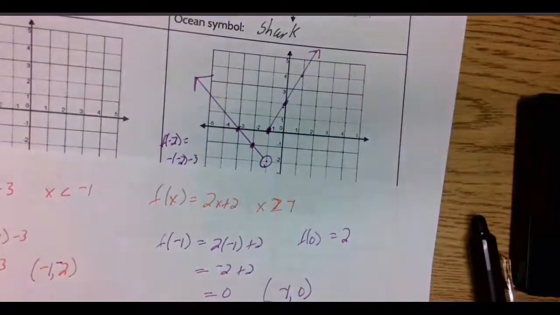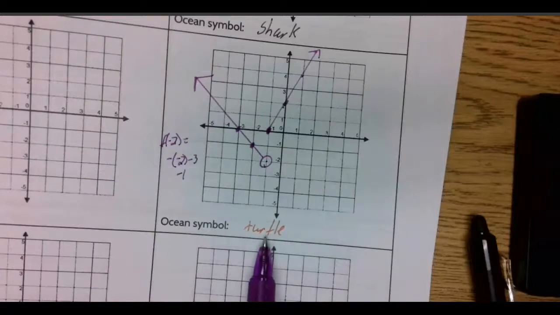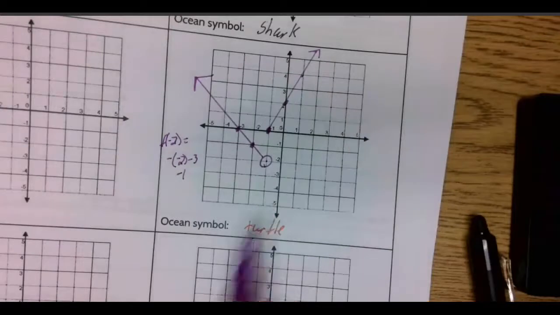Okay, so just gave you some ideas. And if I want to check that answer, I look on the answer key out on Schoology, look for turtle, and my graph should look like that. Okay, good. If you have questions, you know where to find us.